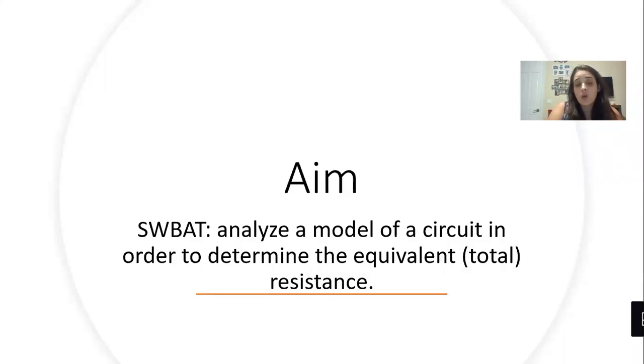Today we are going to dive a little deeper by doing a reading to see what the consensus of other scientists is about the relationship between these quantities. We're also going to do some practice problems to analyze a model of a circuit and determine what the total and equivalent resistance is. Being able to figure out the total resistance will help us better understand the relationship between the resistance, the voltage, and the current.